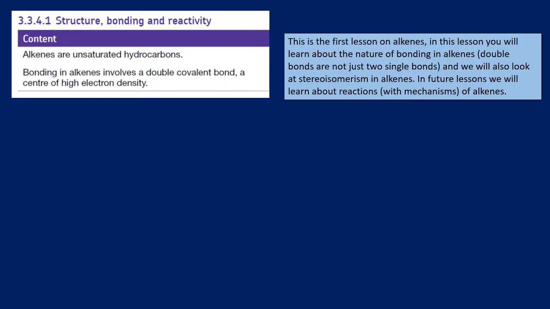The spec makes it look so straightforward. It basically just tells you that they're unsaturated hydrocarbons, which you probably can remember from GCSE. Unsaturated means it has a carbon-carbon double bond, and the only thing that appears to be new here really is that it tells you it's a centre of high electron density. So we will look in detail at what the difference is between a single bond and a double bond, and we're also going to look at how that leads to geometric isomerism and eventually how that double bond will cause the reactivity in these alkenes.